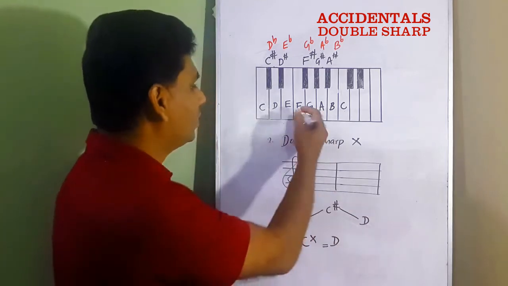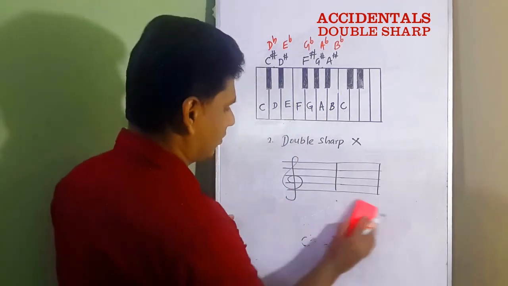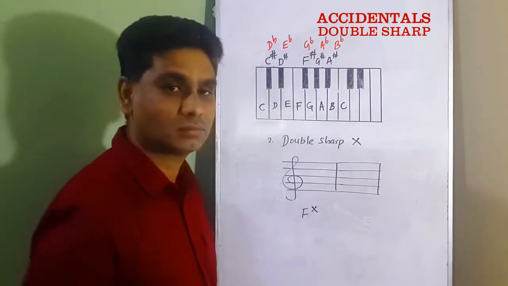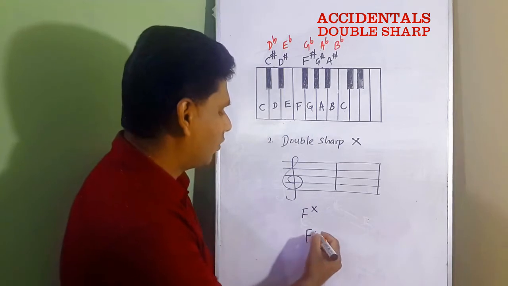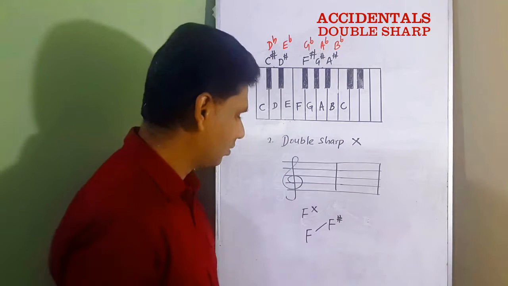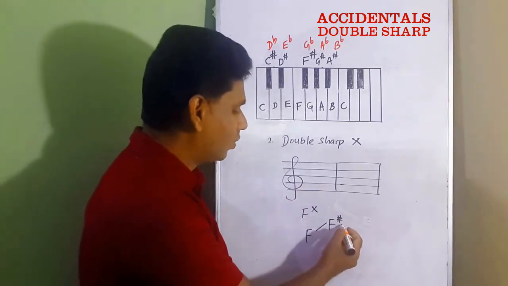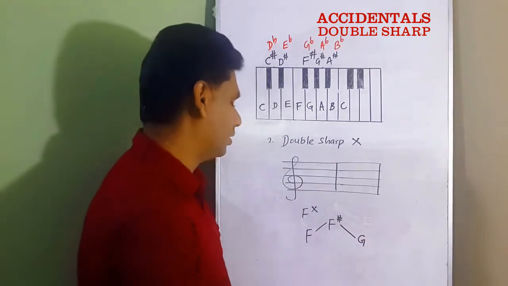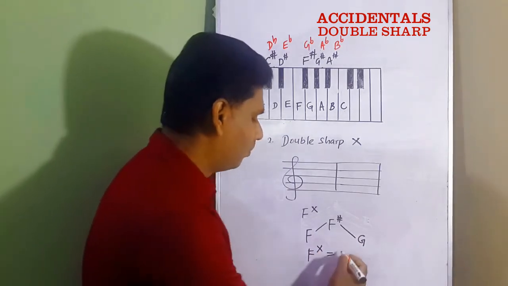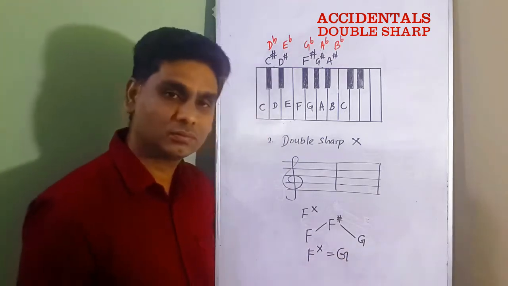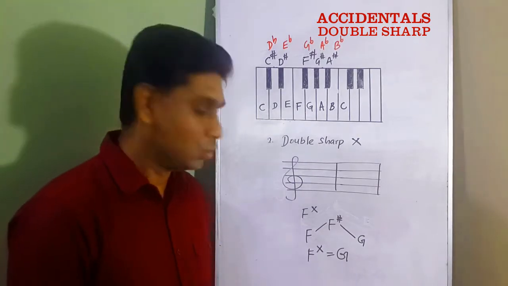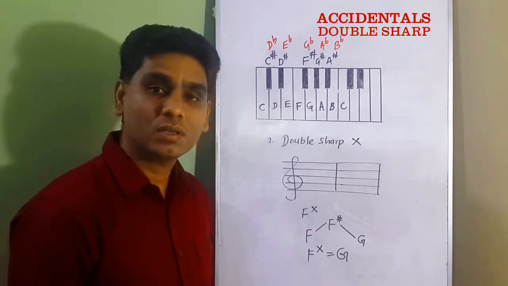Let's take another example. F double sharp. What does it mean? First, you raise one semitone from F, and it goes to F sharp. Then raise another semitone, and it goes to the note G. So F double sharp means note G. When you see a double sharp symbol with a note, you have to play two semitones above the note.